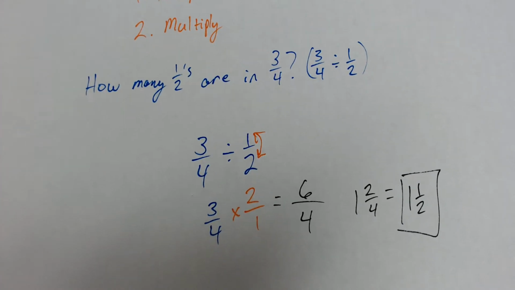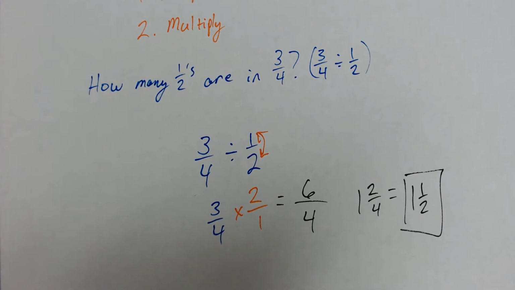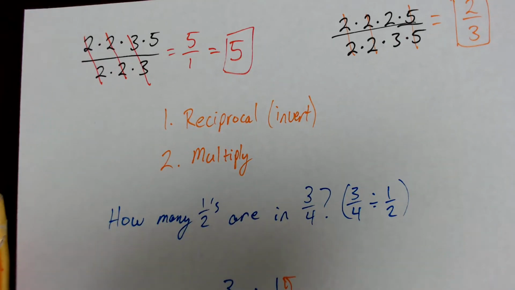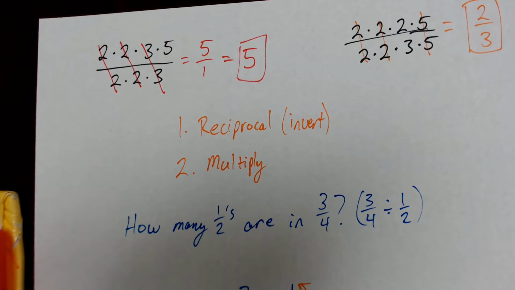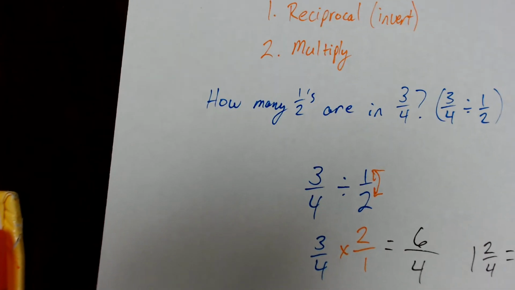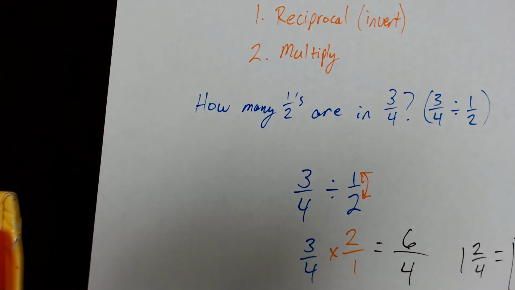We can also prove this using fraction manipulatives, but I'm not going to do that now because the whole point of this lesson is to memorize these steps and get used to performing the algorithm properly. So remember, find the reciprocal, invert, and then multiply. Let's do one more example for division of fractions. Let me find an example problem here.